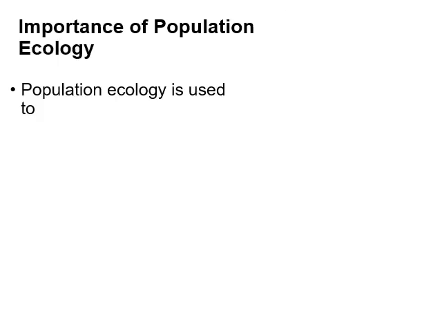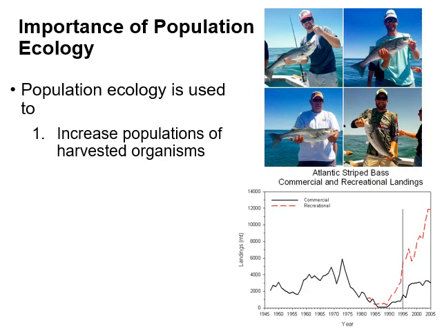Okay, why population ecology is important is because it's used to study some really important things, such as harvested organisms and how to increase them over time. Of the things that we harvest from the wild, which is for the most part from the sea, population ecology is used to make sure that those populations, such as the Atlantic striped bass, stay healthy, or at least it's attempted to keep those populations healthy.